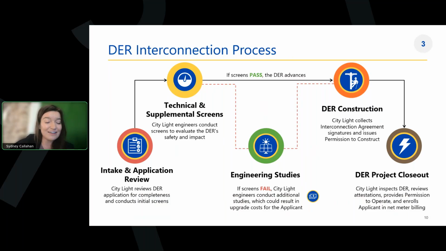So not every DER will require supplemental screens or engineering studies. In fact, these are very rare, but we are going to cover these phases so that you feel prepared in case these situations do come up. You can kind of know what to expect. So once the DER request has passed all the screens and studies and it's compliant with the utility standards, then DER construction would begin, the exciting stuff. So once the DER is constructed, then the utility would review the attestations, enroll the applicant in billing, energize the DER, and then ultimately close out the application.